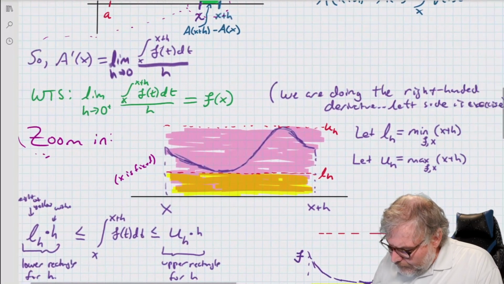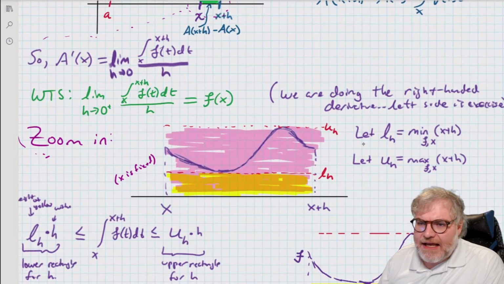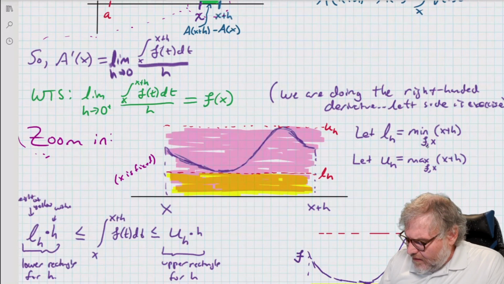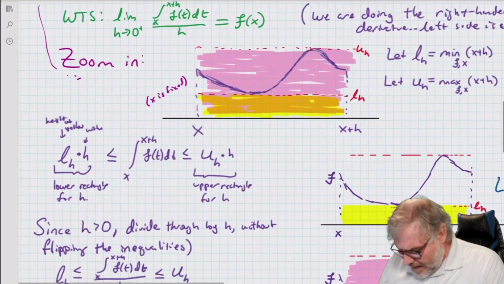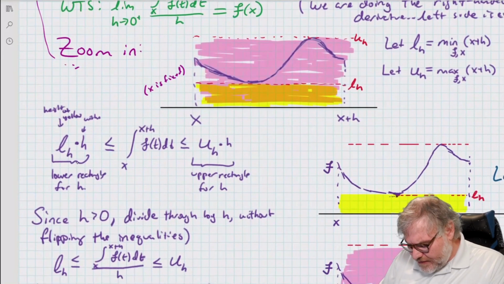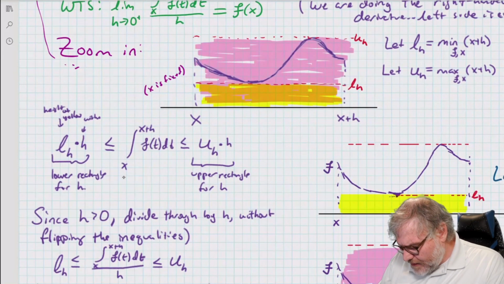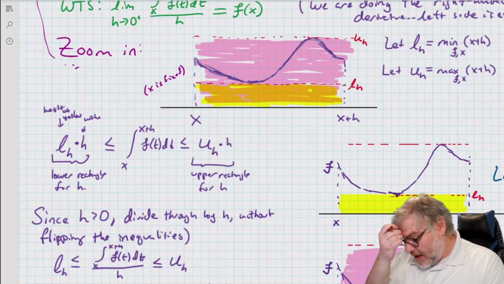Okay, so for the formalization of it, I'm going to let L_h equal the min of f from x to x plus h, and I'm going to let U_h equal the max of f from x to x plus h. And so what I have is L_h times h is less than or equal to the integral from x to x plus h of f(t) dt, which is the area under the curve, which I had in green just a moment ago, which is less than or equal to U_h times h.